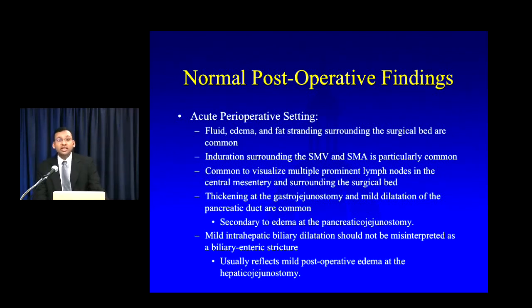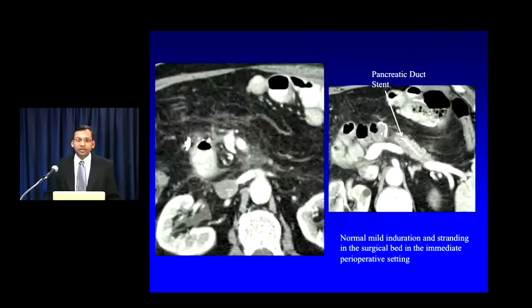And you can also see that the pancreatic duct may be dilated, probably as a result of edema at the pancreatic jejunostomy. Those are common findings, and in most patients, they're just going to resolve over the course of time. Similarly, a little bit of biliary dilatation is not uncommon in the acute setting, again, probably as a result of edema at the hepaticojejunostomy. So in most cases, as long as it's mild, you're just going to follow it over time, but it doesn't necessarily mean that you've got a recurrent tumor or that you've got a stricture at the anastomosis.